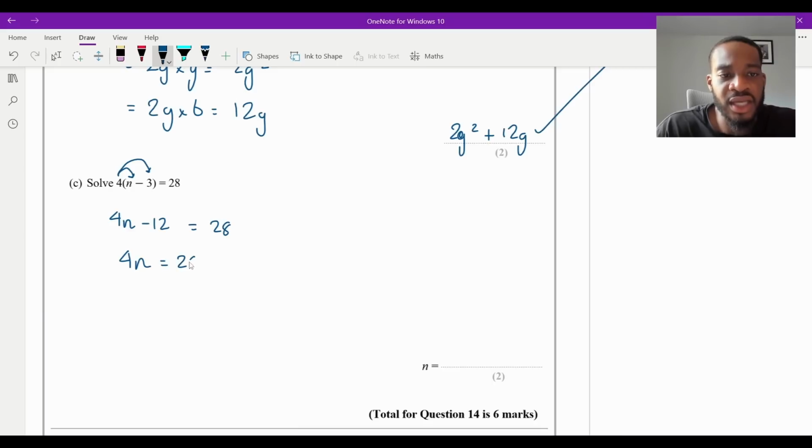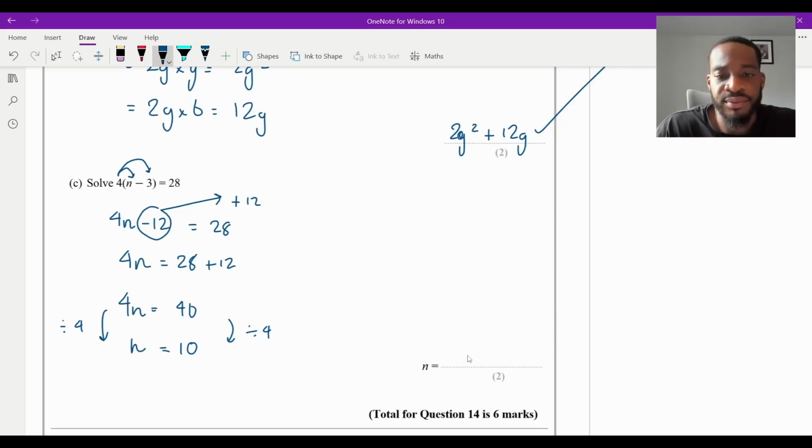So that would be 28 plus 12 there. 4n is going to equal 40. And then now to get n, we need to get rid of that 4. To get rid of that 4, we're going to divide both sides, aren't we? So it's going to be 40 divided by 4, so n is going to equal 10. And that is it. That is question 14 finished.